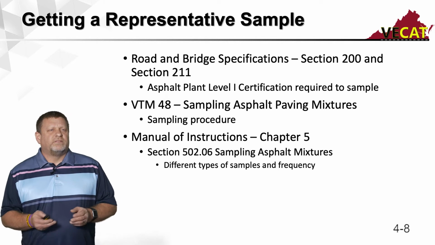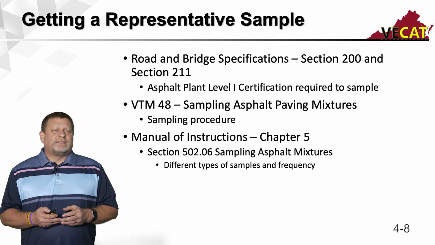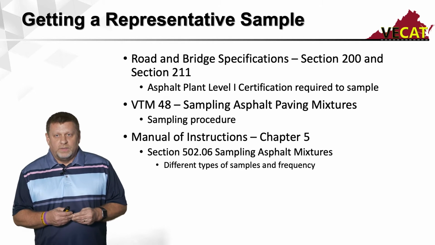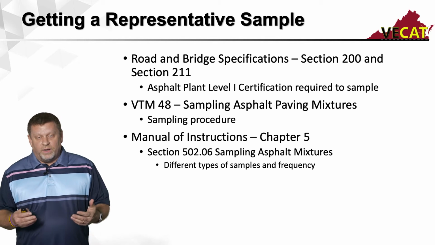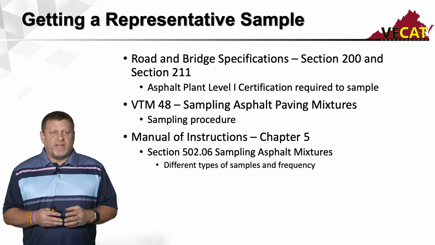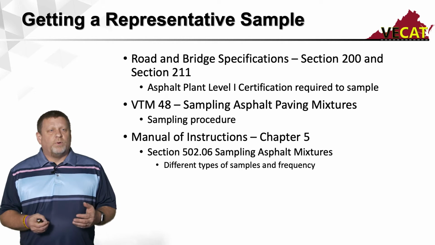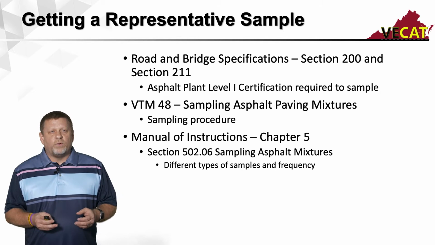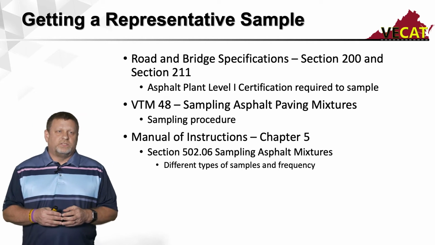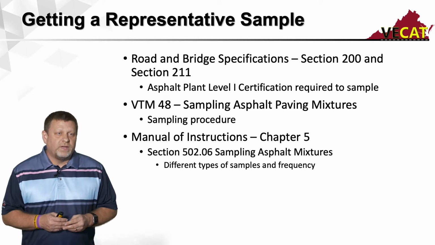So, getting a representative sample, the Road and Bridge Specifications Section 200 and 211 basically state that the asphalt plant level 1 certification is required to take a sample. You can have a higher certification, plant 2 or mix design, but you have to have a minimum of an asphalt plant level 1 certification to take a sample. We're going to take the sample using VTM 48, which is a Virginia test method. It's a sampling procedure that will explain how the sample is obtained. We'll be discussing that more in a minute.